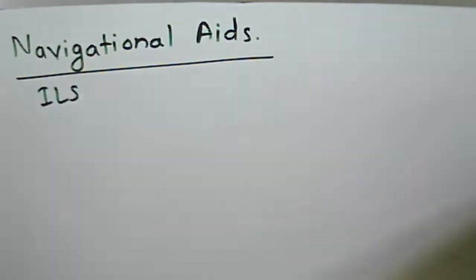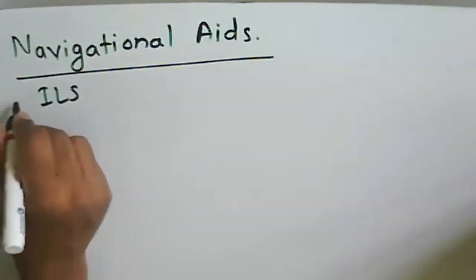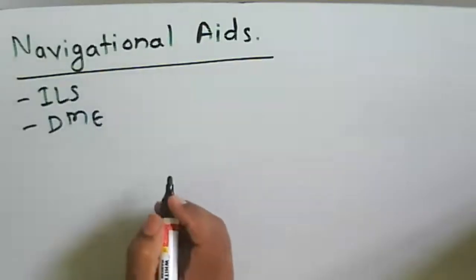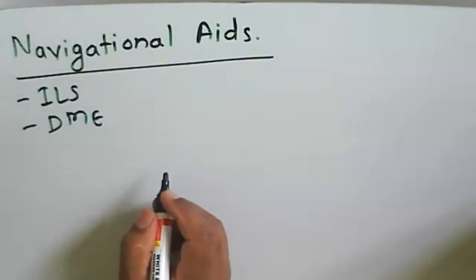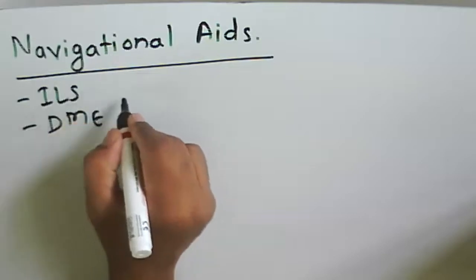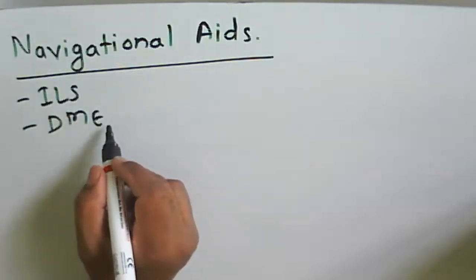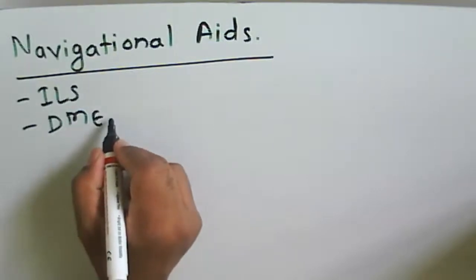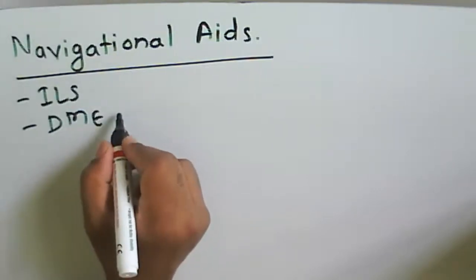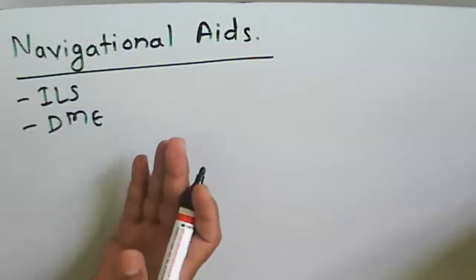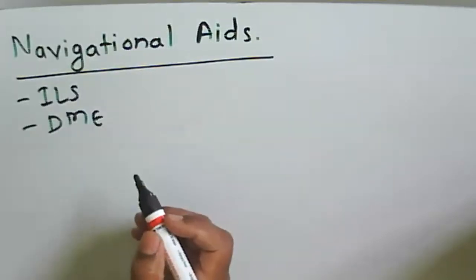Then next we have seen a navigational aid, that is a distance measuring equipment, a DME. Okay, so this one is about the instrument landing system. This one is distance measurement equipment. Now in this distance measurement equipment, we just find out the distance from the ground system to the aircraft there.